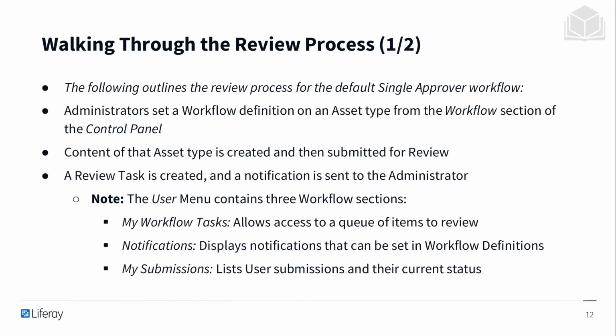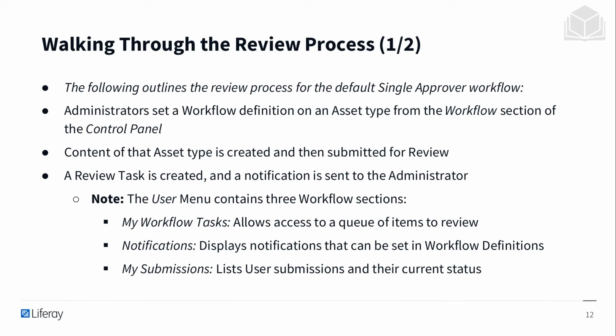Walking through the review process. The following slides will be outlining the review process for the default single approver workflow. Administrators can set a workflow definition on an asset type from the workflow section of the control panel. After that, the content of that asset type is created and then submitted for review. Once it's submitted for review, a review task is created and a notification is sent to the administrator.